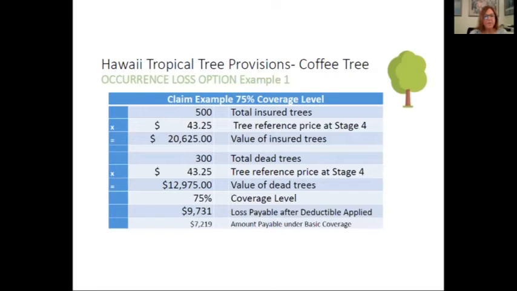And now with the occurrence loss option, same amount of coverage under the policy, but the grower is going to receive $9,731. I highly recommend everybody look at this option.